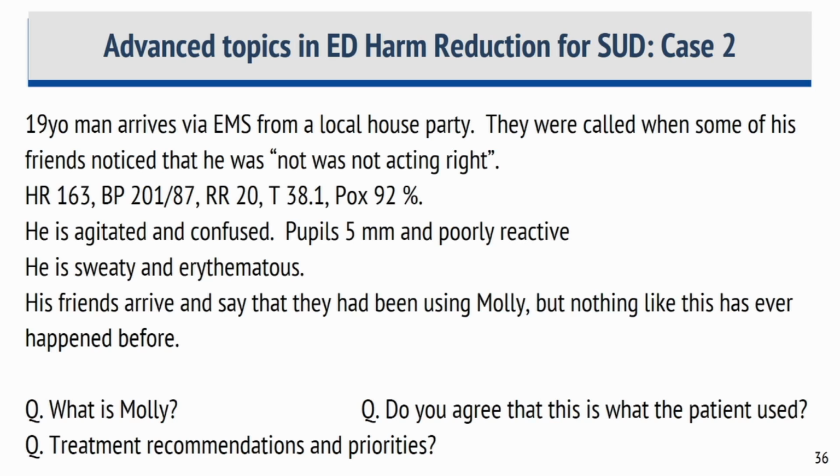His temp's 38.1, his pulse ox 92%. He looks agitated. He's confused. His pupils are dilated, poorly reactive. He's sweaty. He's erythematous. His friends arrive and say that he's been using Molly. Nothing like this has ever happened before. So what is Molly? What's Molly in your neighborhood?